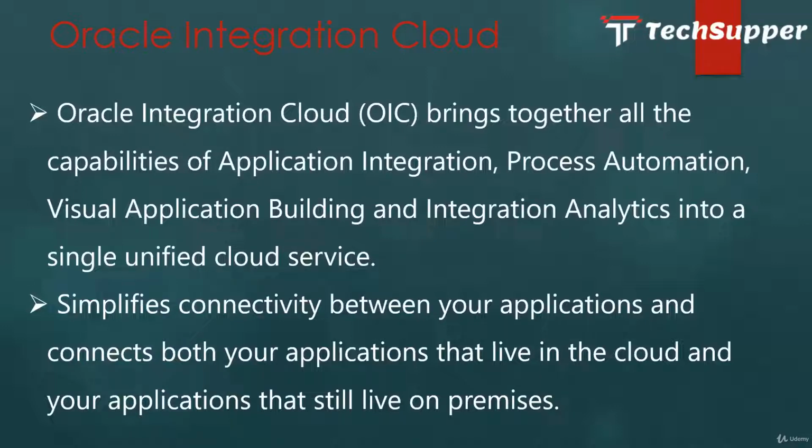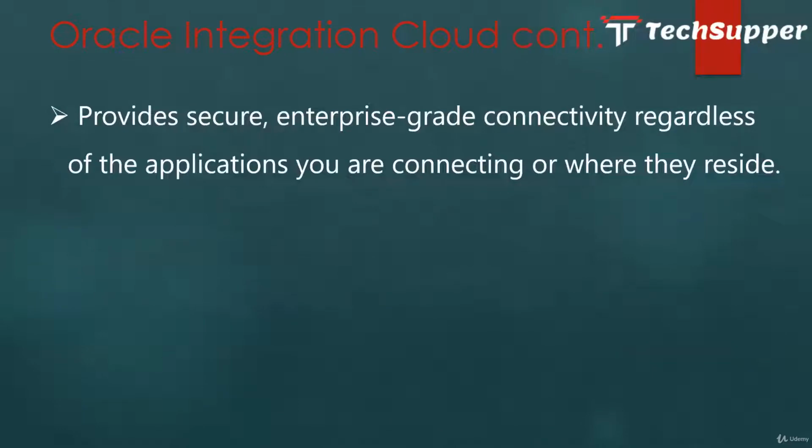OIC is the PaaS offering, which is a platform as a service of Oracle, and it is accessible over the cloud. It provides secure enterprise grade connectivity regardless of the application you are connecting or where they reside, which means if you are leveraging Oracle Integration Cloud, it provides a secure mechanism to connect any application, and it doesn't matter where your application resides. The application may be on the cloud, on your on premise, or may reside in your own data center.